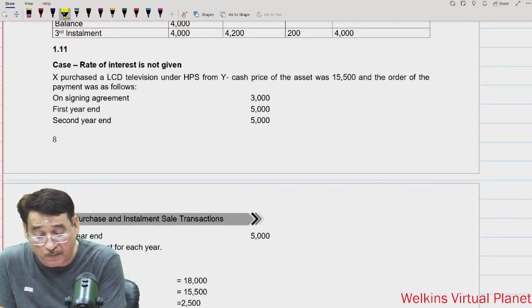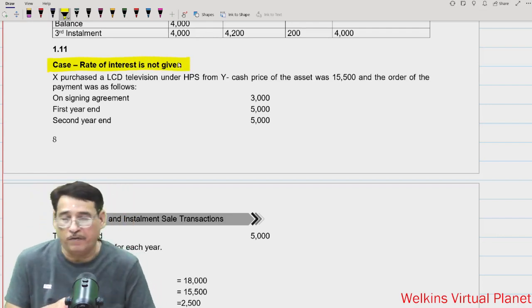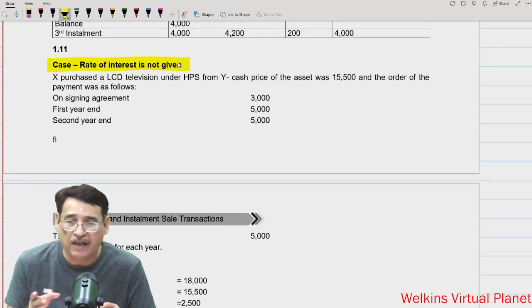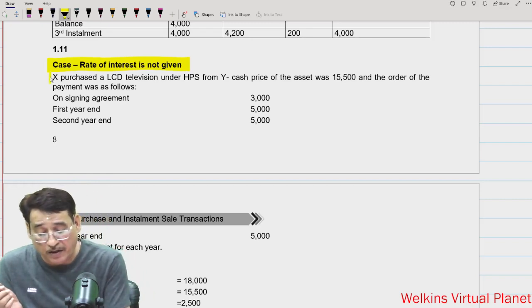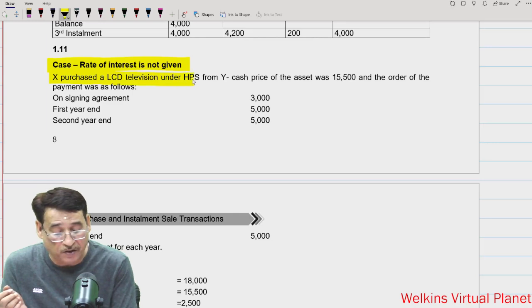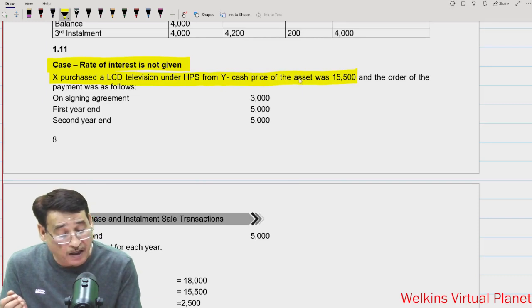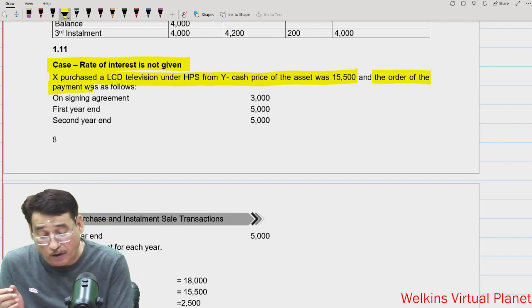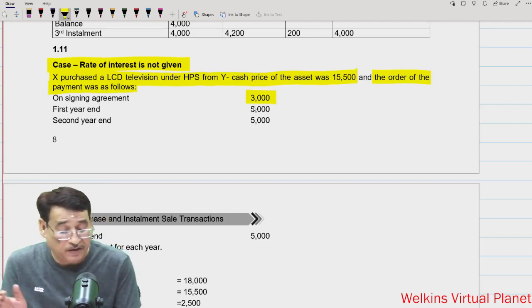Now, we take the third method of computation of interest, when the rate of interest is not given. So far, we have done two methods: the gross installment method and the pure installment method, and the third case is when the rate of interest is not given. Here it is given that X Limited purchased an LCD television under hire purchase from Y for a cash price of 15,500, and the order of payment was as follows. On signing, you are paying 3,000.